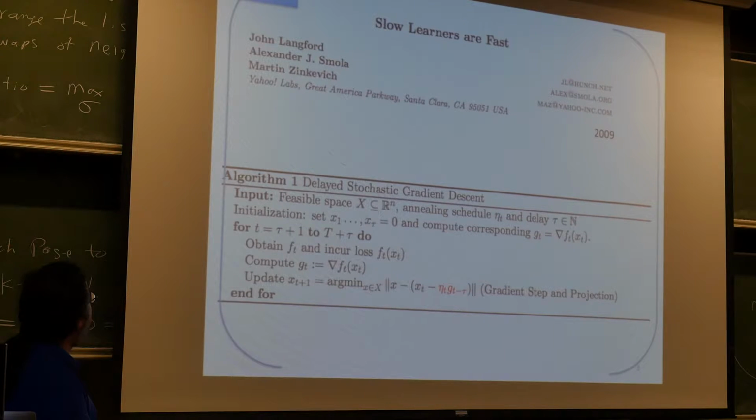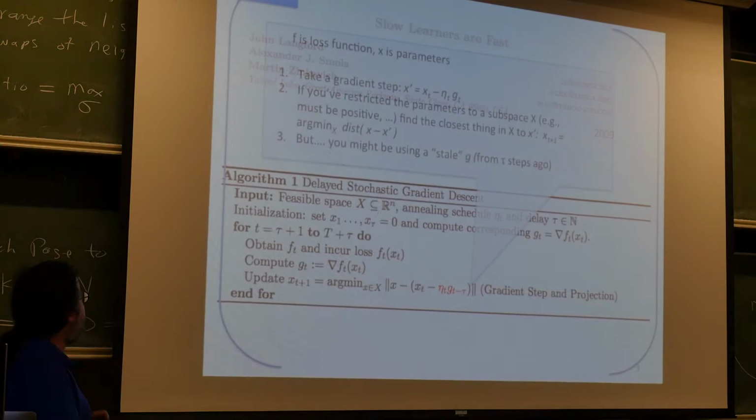What we do is the following. We're going to loop through the data, maybe many times, but we're going to go through on each time step t. I've got some loss function that I'm optimizing. So I classify the example, I incur my loss. I compute the gradient of that loss with respect to the last example. This is all what I do in normal stochastic gradient descent. And then I do an update.